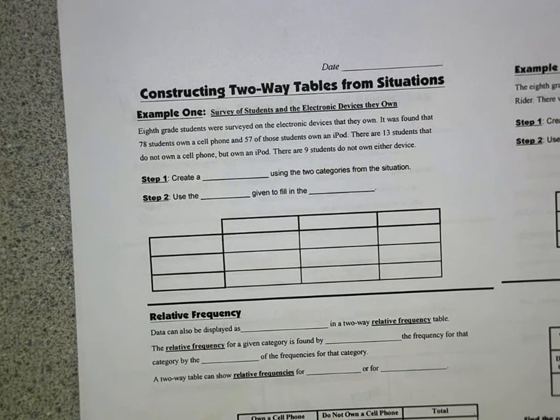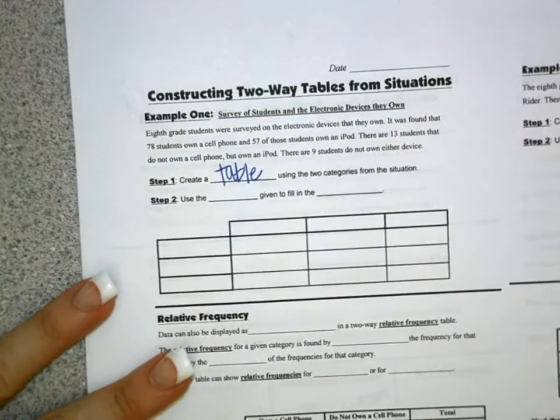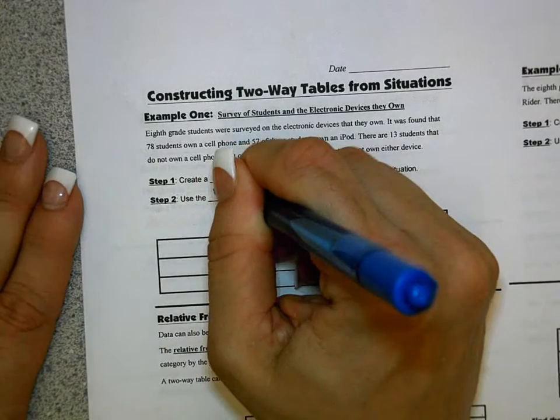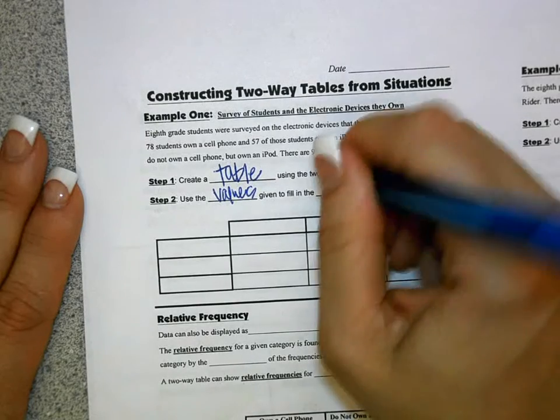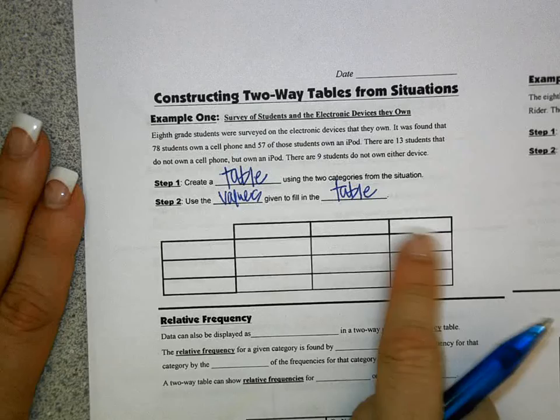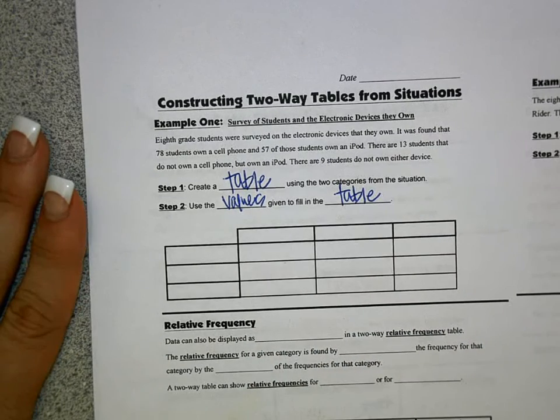Sorry. First thing you want to do is create a table. Create a table using the two categories from the situation. Use the values given to fill in the table. Okay, so here, what are our two different variables here? What are we talking about? Students that own what? Cell phones and iPods.